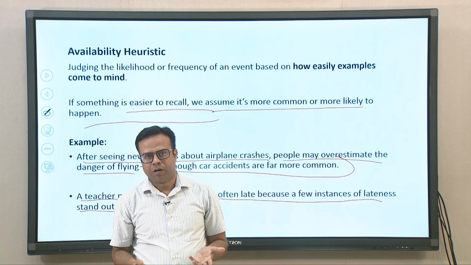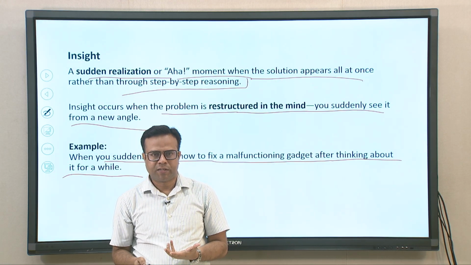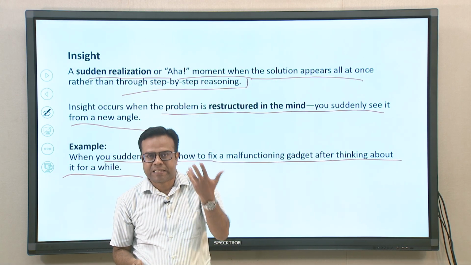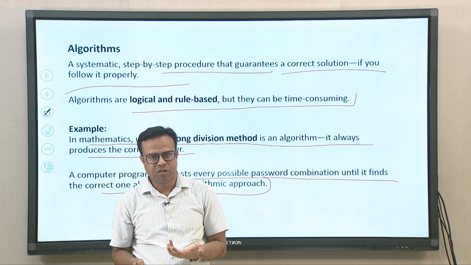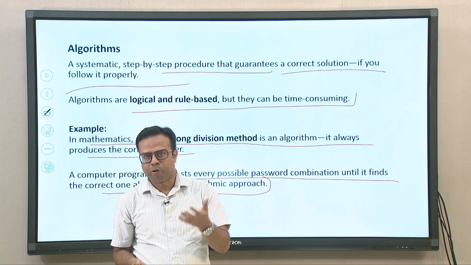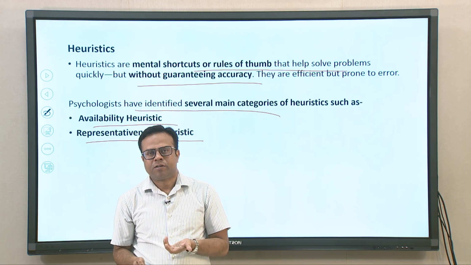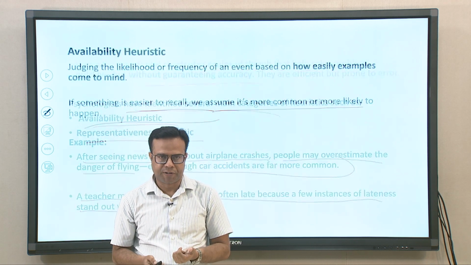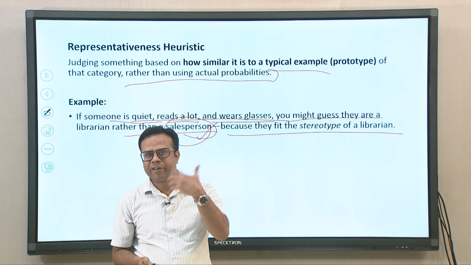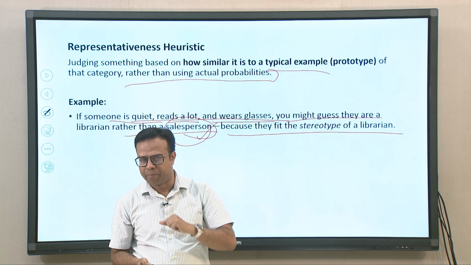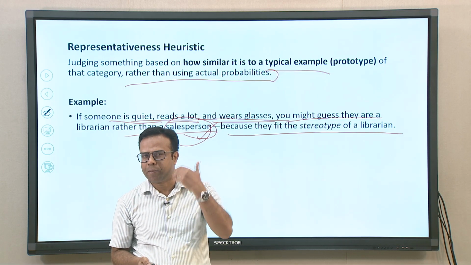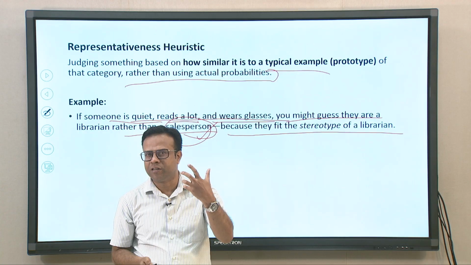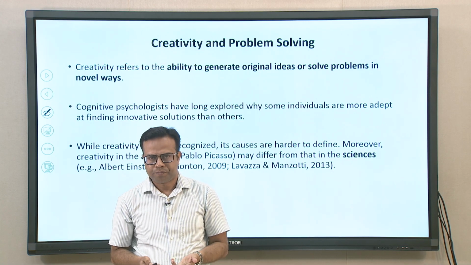We use the trial and error method. Sometimes insight comes for solving problems. Many times we solve problems using algorithms. Sometimes we use heuristics to solve problems and make decisions in our life. Okay. And this is very common. Heuristics are very common among human beings, because step by step it takes a lot of time and energy which we do not want to spend.